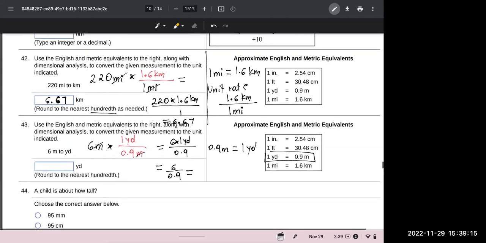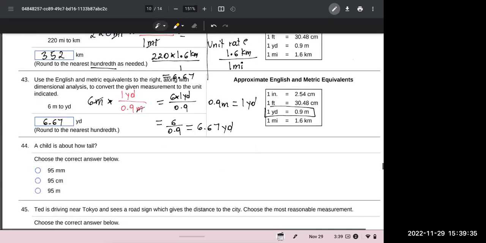oops, I entered the wrong solution here. Here the solution was 352. Yes. And here the solution is 6.67 yards.